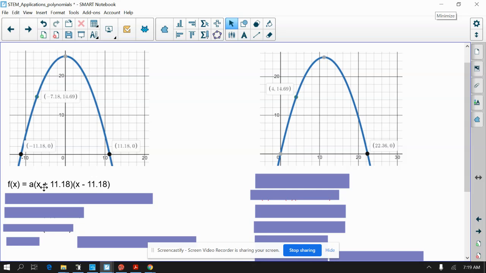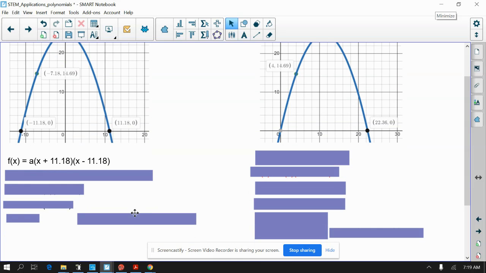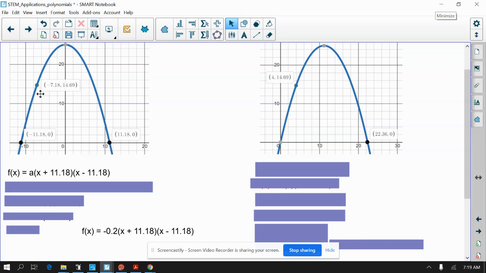X and y are always going to be there in my final answer. Here's the final answer. X and y are still there. But how do I get this a value? Notice these factors are still there. How do I get the a value? We get our help from this ordered pair. This is one specific ordered pair.